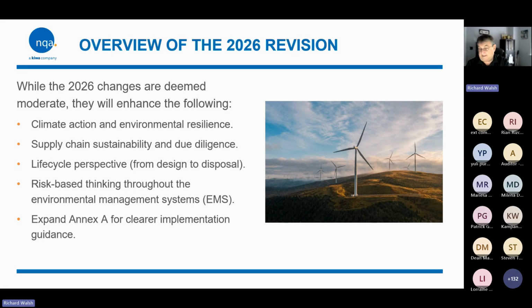Annex A is the bit at the end, the second part of the standard. It's not the auditable part of the standard, but it gives guidance and some further explanation and rationale as to the actual clauses of the standard. That has been expanded to give clearer guidance in terms of how organisations might implement the standard.